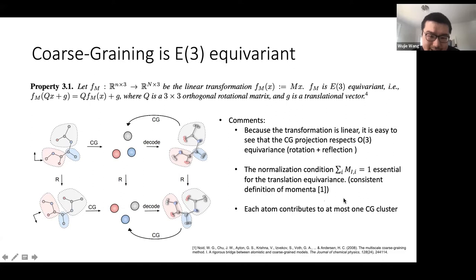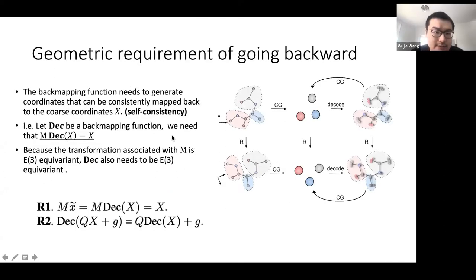To recap, this is very similar to graph coarsening, just that the coarsening operator you define needs to preserve the particle nature of your original geometrical graph. Other than that, all the notations are very similar. Okay. So given that we know that M, the projection operation, is E3 equivariant, we can derive some geometrical requirements of the backmapping operation.